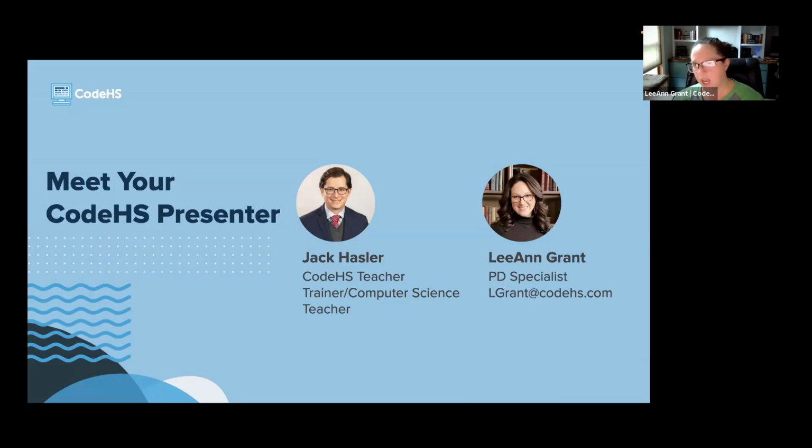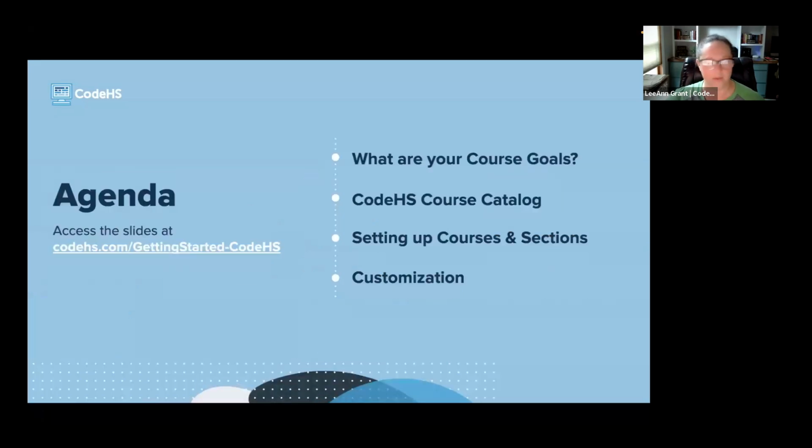When we are getting into the actual things of the webinar today, we're going to be talking about some course goals and figuring out, based on what you need to teach or a lot of different factors, what is the best course that's going to be good for you. We are going to talk about the course catalog. We're going to talk a little bit about setting up courses and sections and customization, and we're going to talk about some courses that we have at CodeHS as well. So that's what our agenda is going to look like.